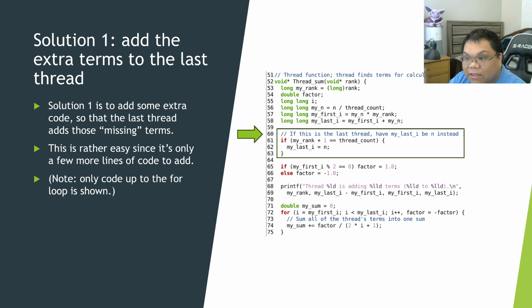Basically, we get the last thread to add those missing terms. And the easiest way to do this is to add an extra if statement. If this is the last thread, have my last I be n instead, not my first I plus my n. Because if you have my first I plus my n, it might be less. If this is the last thread, then my last I might be less than n. If that is the case, then we need to make sure that my last I is n. That way we don't have missing terms. So this is the easiest possible fix.